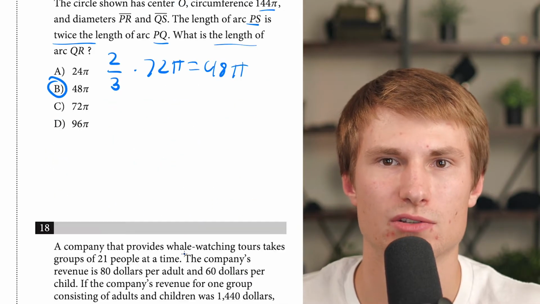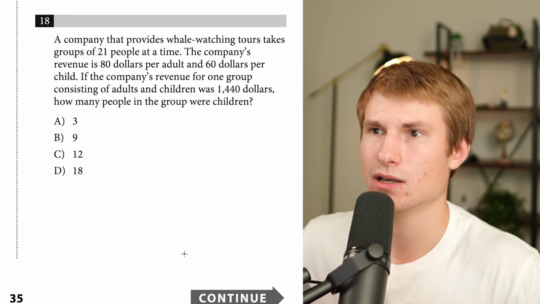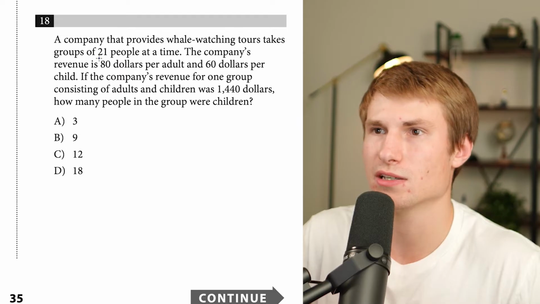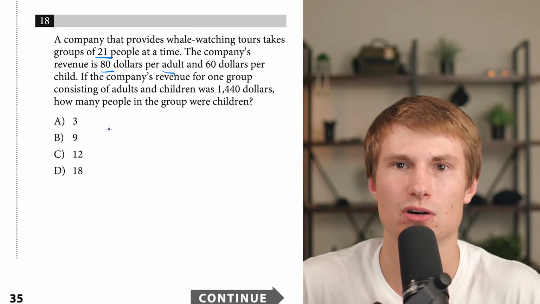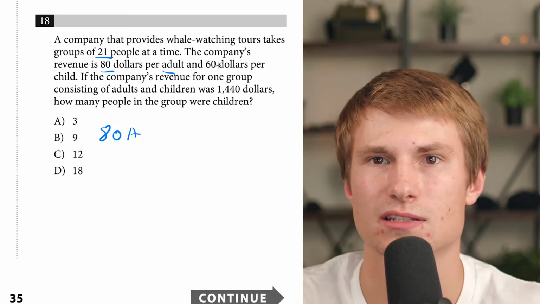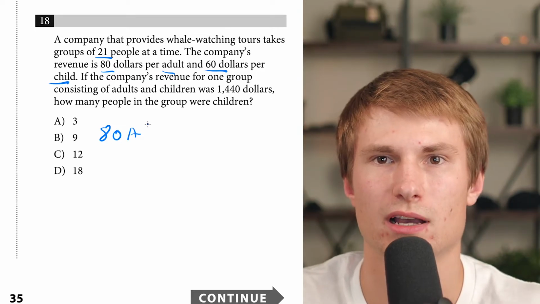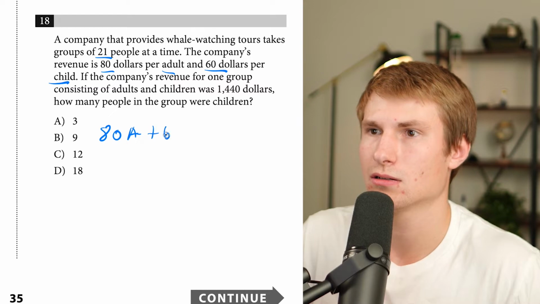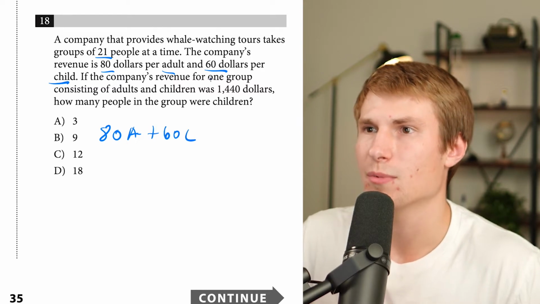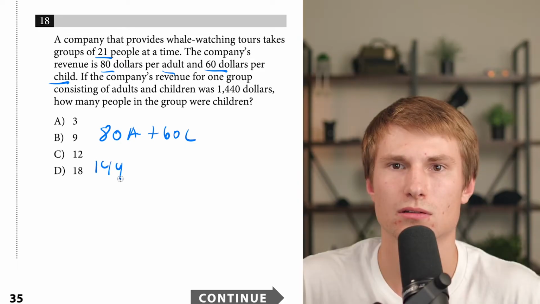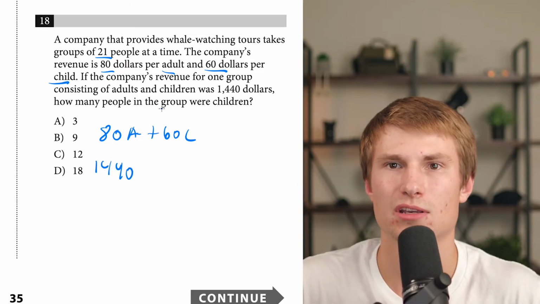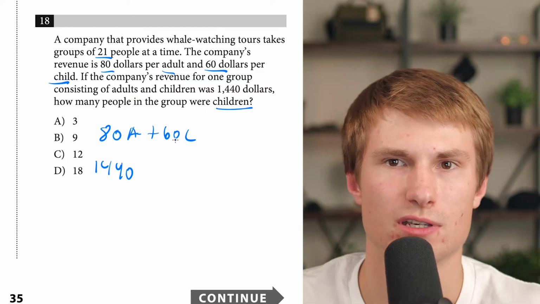All right, moving on to 18 now. We've got a company that provides whale watching tours, takes groups of 21 people at a time. Company's revenue is $80 per adult. I'll write that as 80A. $60 per child. I'll write that as plus 60C. If the company's revenue for one group consisting of adults and children was $1440, how many people in the group were children?